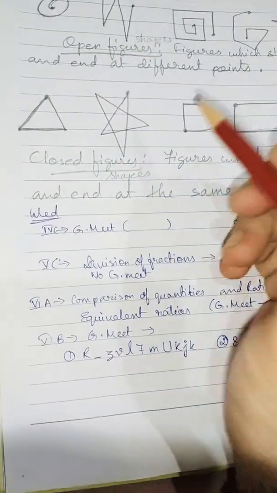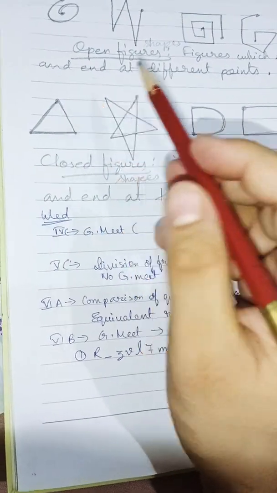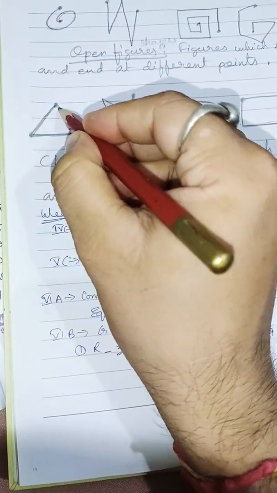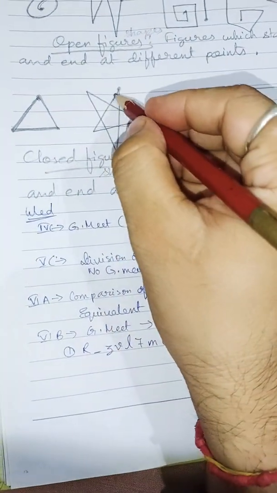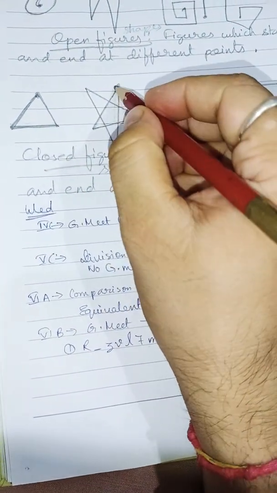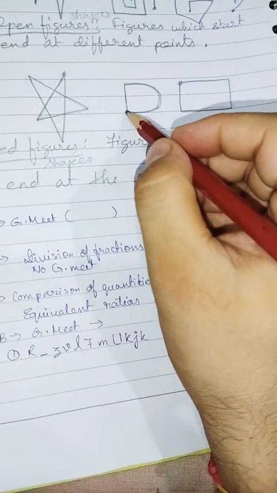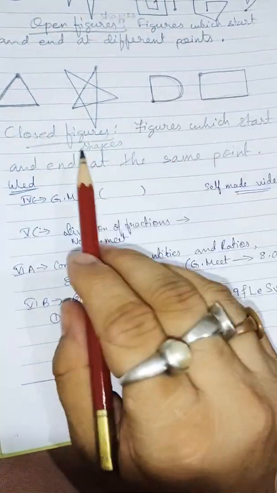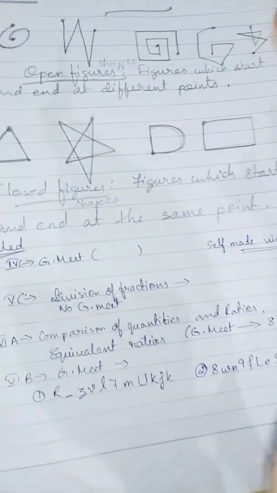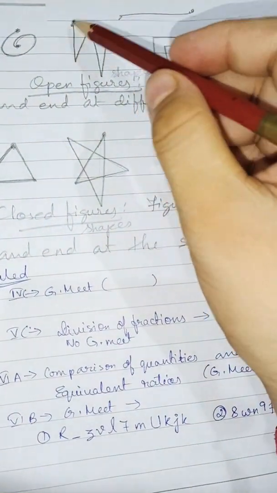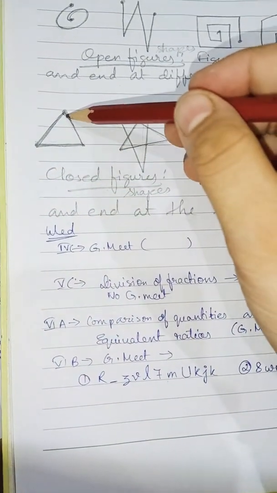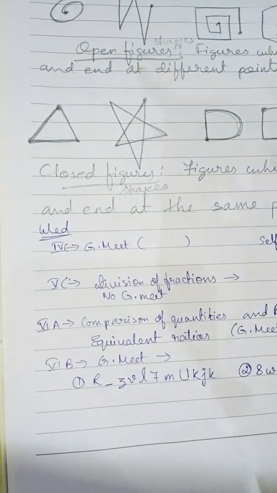Then what about closed shapes? If the figure starts and ends at the same point, say I've started from here, I went like this, I went like this, I came back to the same point. Similarly here also, I went here, here, here, here, and came back to the same point. In all these figures, we come back to the same point. So such shapes are known as closed shapes. So a very simple definition: shapes which start and end at different points are open shapes. Shapes which start and end at the same point are closed shapes.